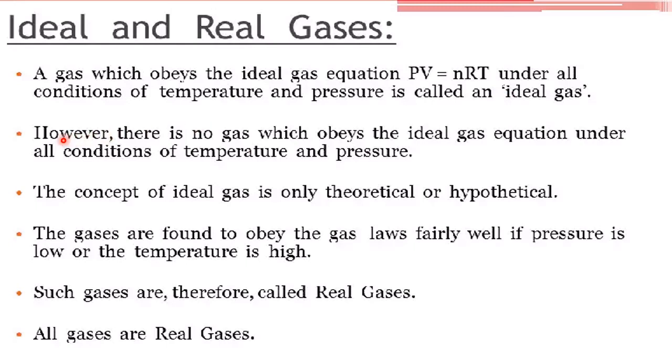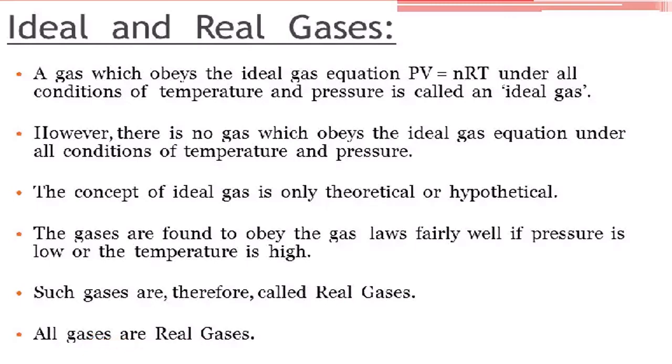This I told. However, there is no gas which obeys the ideal gas equation under all conditions of temperature and pressure. The concept of ideal gas is only theoretical and hypothetical. The gases are found to obey the gas laws fairly well if pressure is low or the temperature is high. That means real gases obey ideality only at low pressure or high temperature. So low pressure, high temperature only. Such gases are therefore called real gases or non-ideal gases. All gases are real gases.